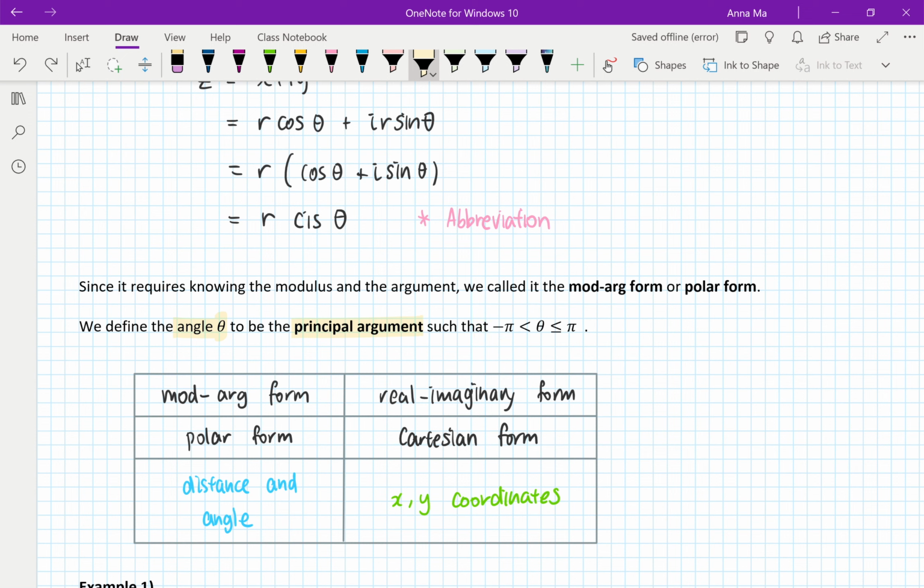So just a bit of difference. The mod-arg form that we just learned has a different name, polar form as well, and it requires us to find the distance and the angle, whereas the ones that we have been using so far will be called the real imaginary form, or you can label them as Cartesian form because it requires us to have the x and y coordinates of that point.